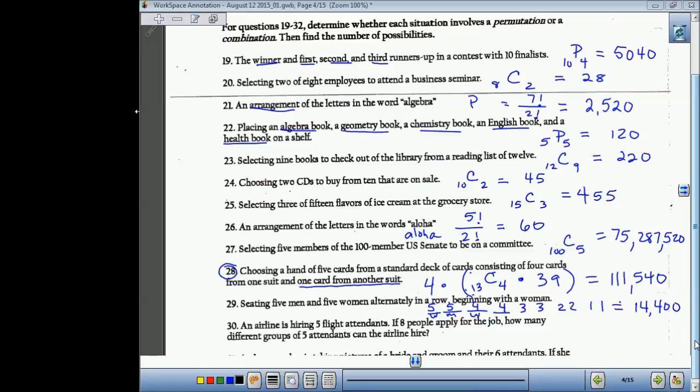Colin, you get over 28 and 29. 28 and 29. I certainly can.